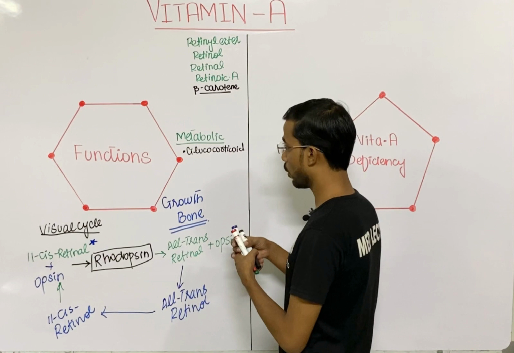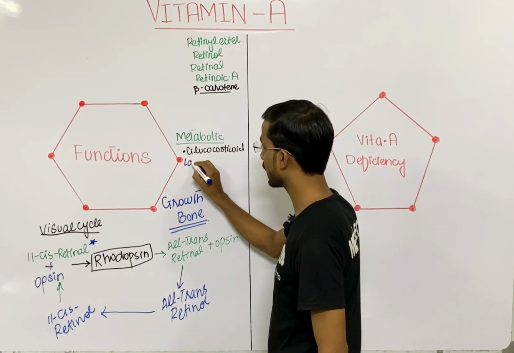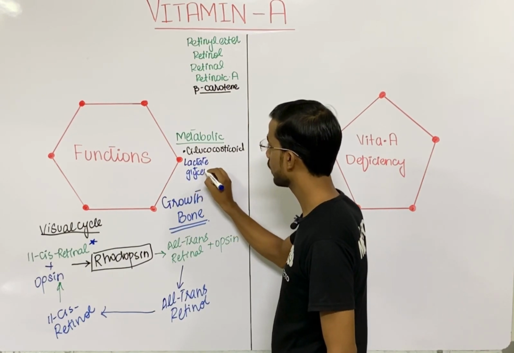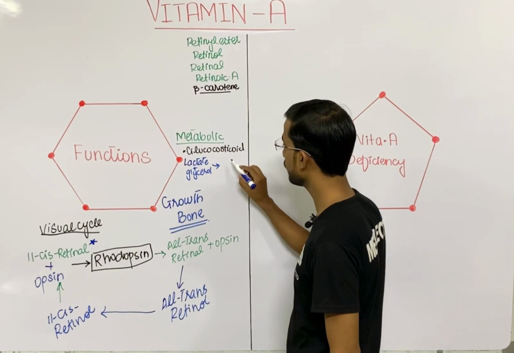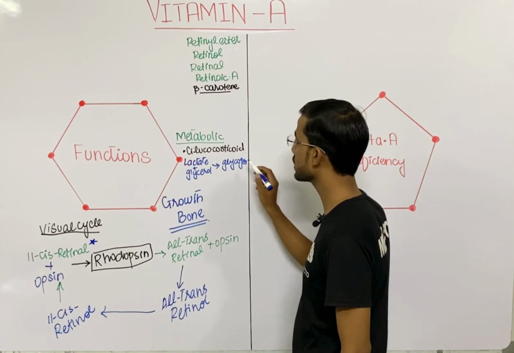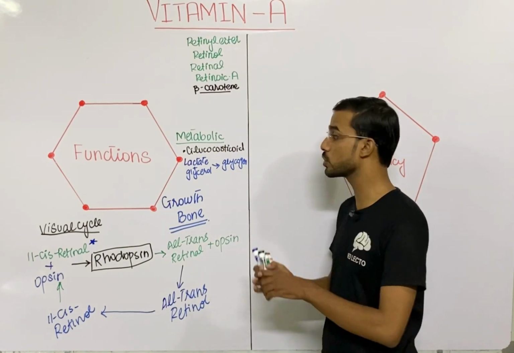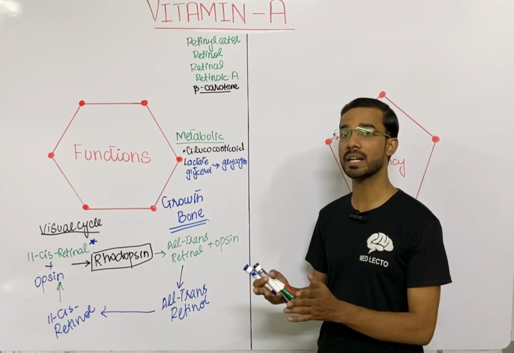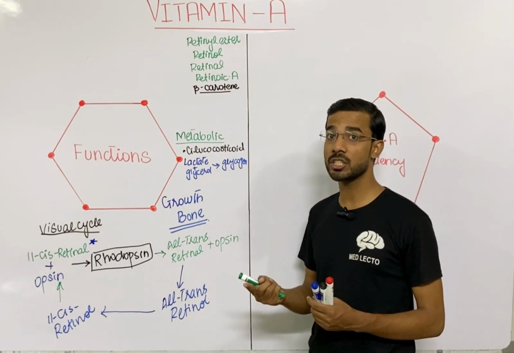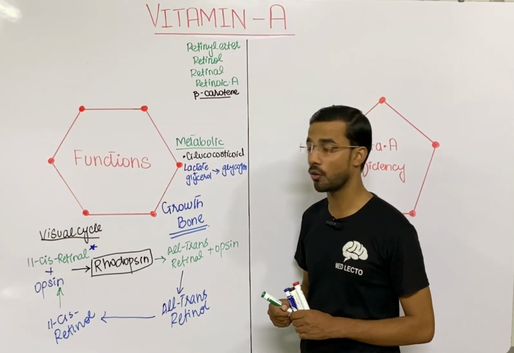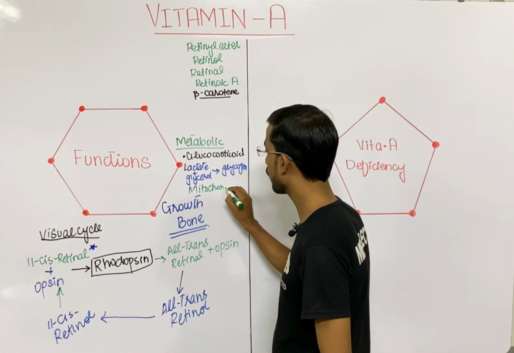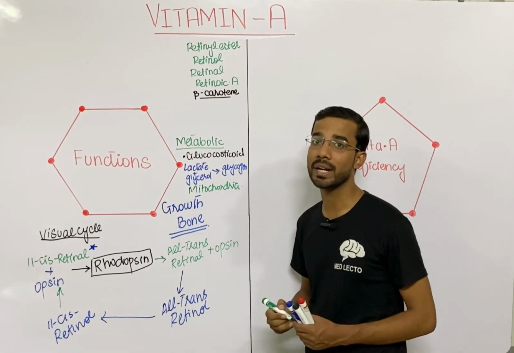Okay, synthesis of glycogen from lactate and glycerol, and ultimately formation of glycogen. That process is called gluconeogenesis, new formation of glycogen from lactate and glycerol. Okay, and last, vitamin A is important in the proper working of the mitochondria. So mitochondrial function is also mediated by vitamin A.